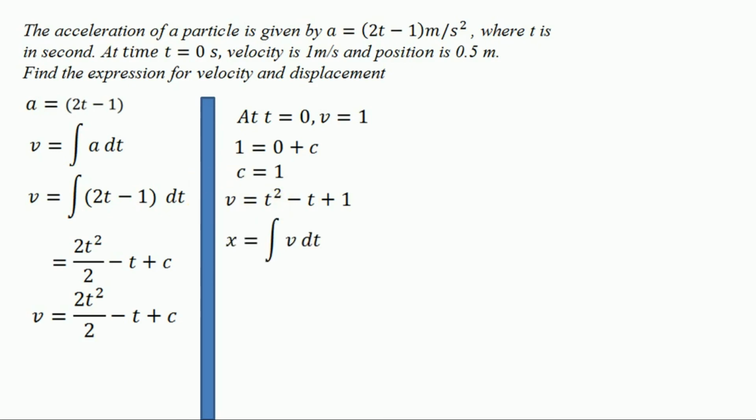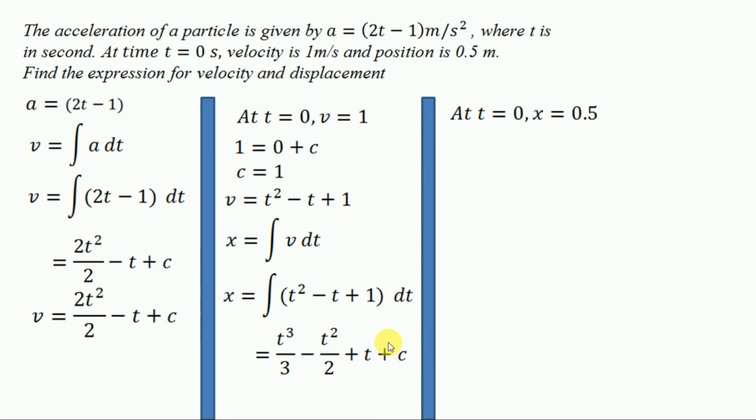Now if you integrate velocity, you will get displacement. So displacement is integration of velocity. So I'll put the value out here. Integration of t square is t cube by 3, and integration of t is t square by 2, and integration of 1 is t, and c is the integration constant. So again I'll find the value of c.